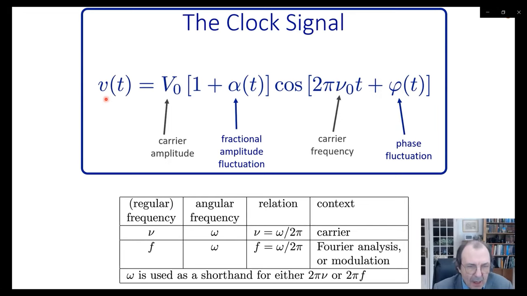So the clock signal looks like voltage as a function of time, that is a peak amplitude V0 multiplied by 1 plus alpha. Alpha is the fractional amplitude fluctuation, and then there is a cosine at the carrier frequency, 2 pi nu 0 t, and the random phase. Well, we use the symbol nu for the regular frequency, the symbol f for Fourier frequency, and the symbol omega for both.